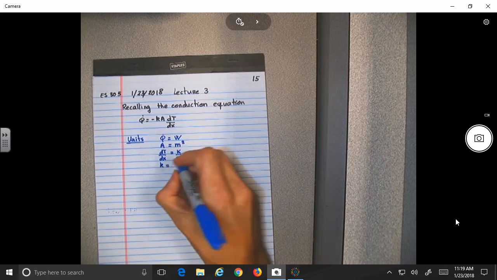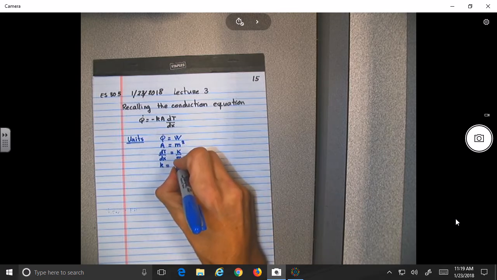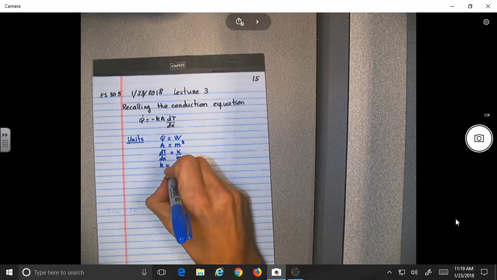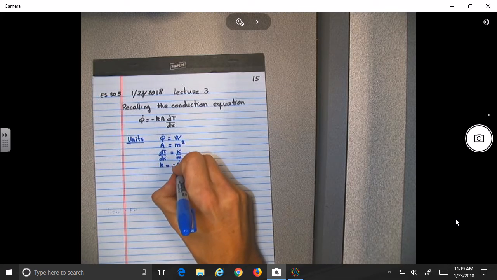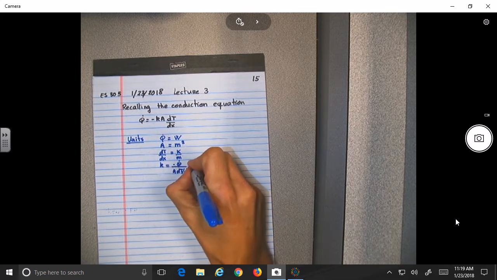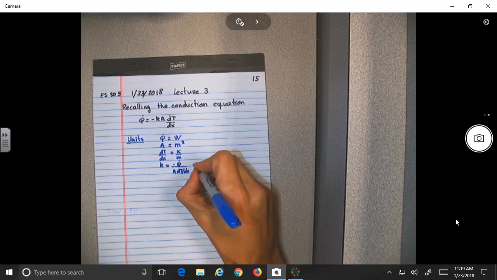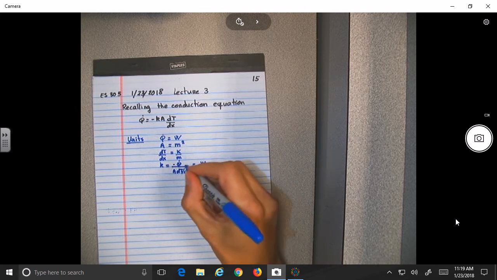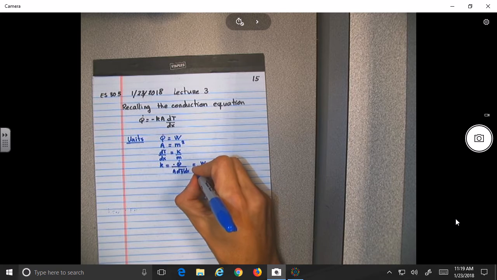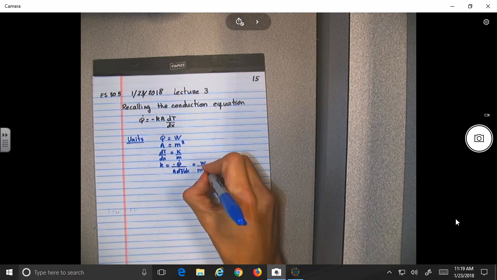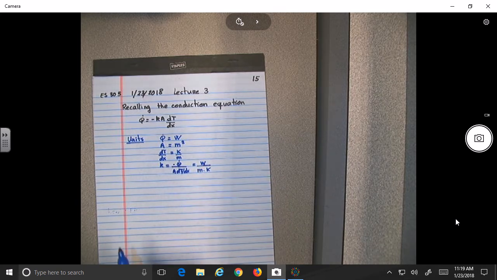You look, K will be equal to what? Will be equal to Q, or minus Q, divided by A dT/dx. So what should be those units? Watts per meter Kelvin, no? Because the meter squared will cancel with this one.